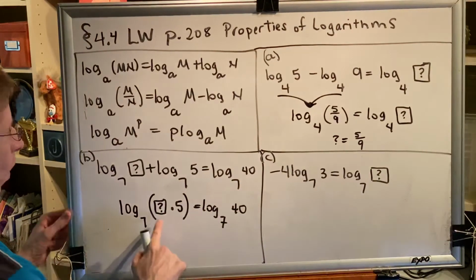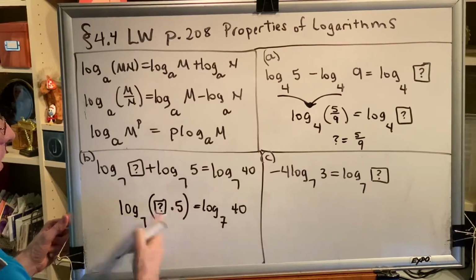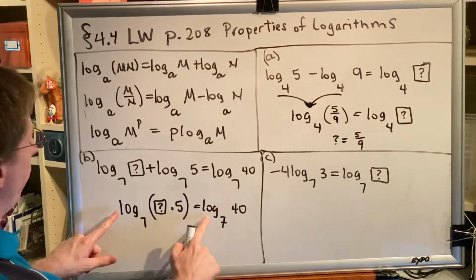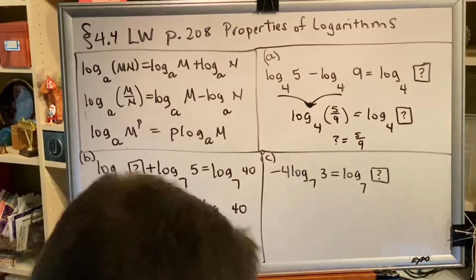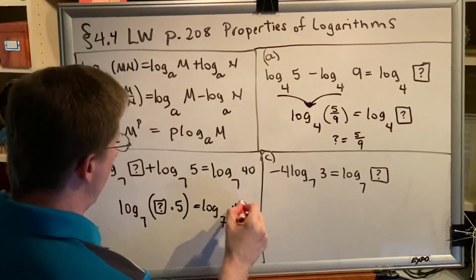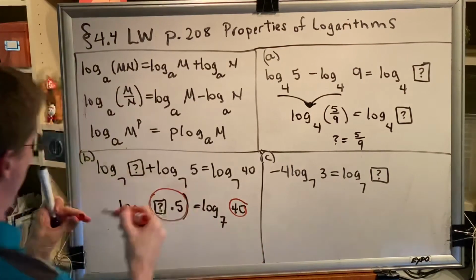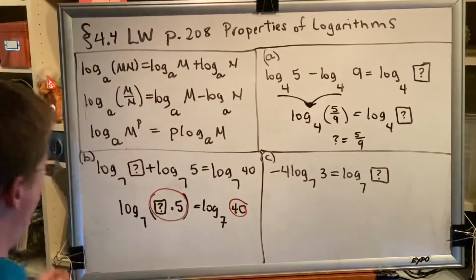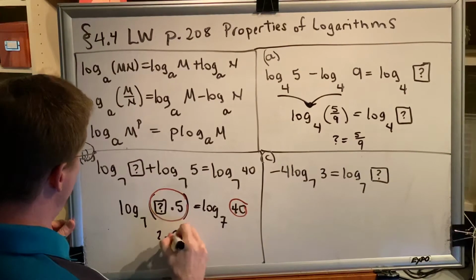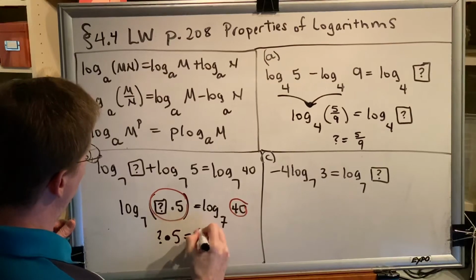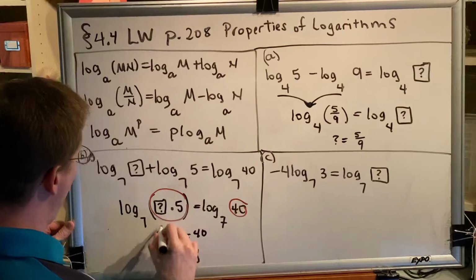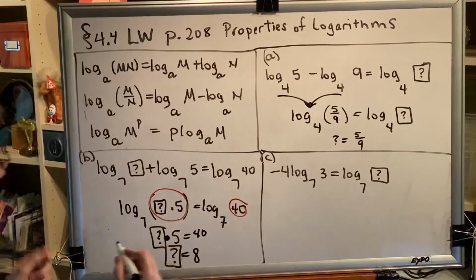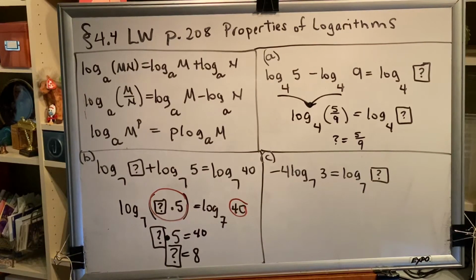Okay, so what does the value of the question mark block have to be so that these are equal to each other? They're both log base 7 of, so that means that these arguments need to match. We need for this number and this number to be the same. So that tells us that question mark times 5 equals 40. And if you divide both sides by 5, you get question mark equals 8. So the value of the missing question mark block in this problem is 8. Okay, one more left to go.